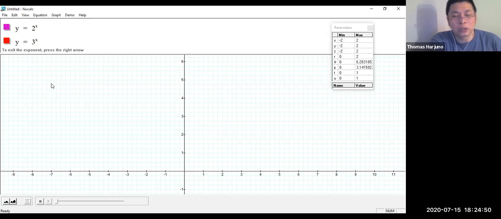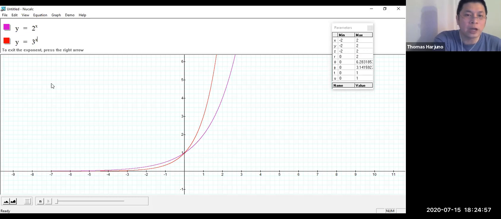Then you will see it goes to infinity a lot faster, but at the same time, when you go to the left, you divide by 3, so it dies down to 0 a lot faster. Now, from the color, I believe you can see the distinction between which is 2 to the x and which is 3 to the x. For 3 to the x, the red one, it goes to infinity faster, but at the same time, it dies down faster.